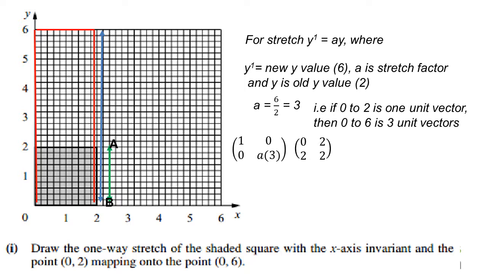So the x coordinate of 0,2 after transformation by stretch is still 0. Now, we multiply 0 times 0 and 3 times 2, which gives 6. So 0 plus 6 is 6, and the new y coordinate of the transformed point is 6. So we end up with 0,6 for 0,2, and 2,6 for 2,2.